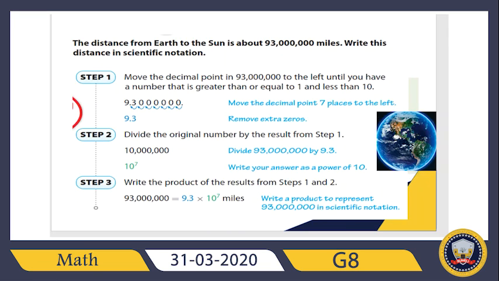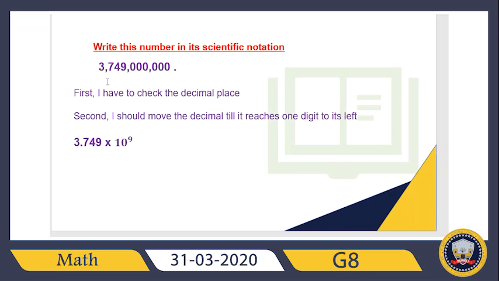Let's take another example and see. Here, see this number, it's I believe 3 billion 749 million. Yes, 3 billion 749 million. It's a very big number. He's asking me to write this number in the scientific notation.